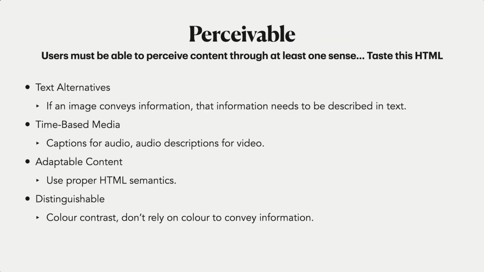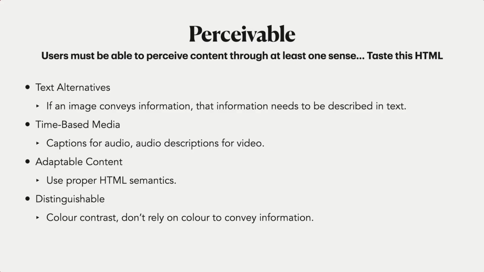The first principle is perceivable. This means that all information and interface components must be presented in a way that users can actually perceive. In other words, they need to be able to process it through at least one of their senses. If someone can't see an image, they need another way to access that information. If someone can't hear audio, they also need an alternative. Perceivability is about ensuring that no information is locked behind a single sensory channel.